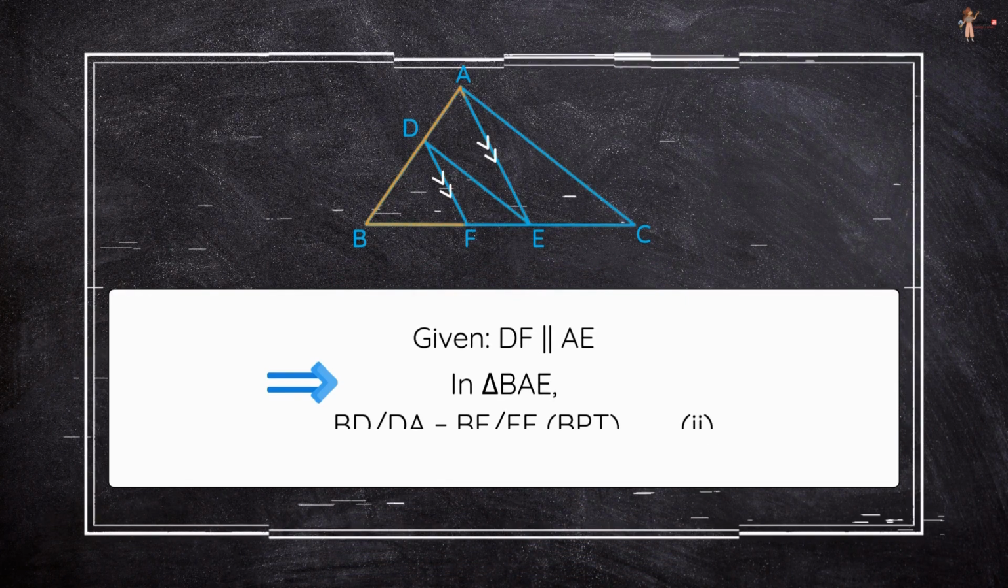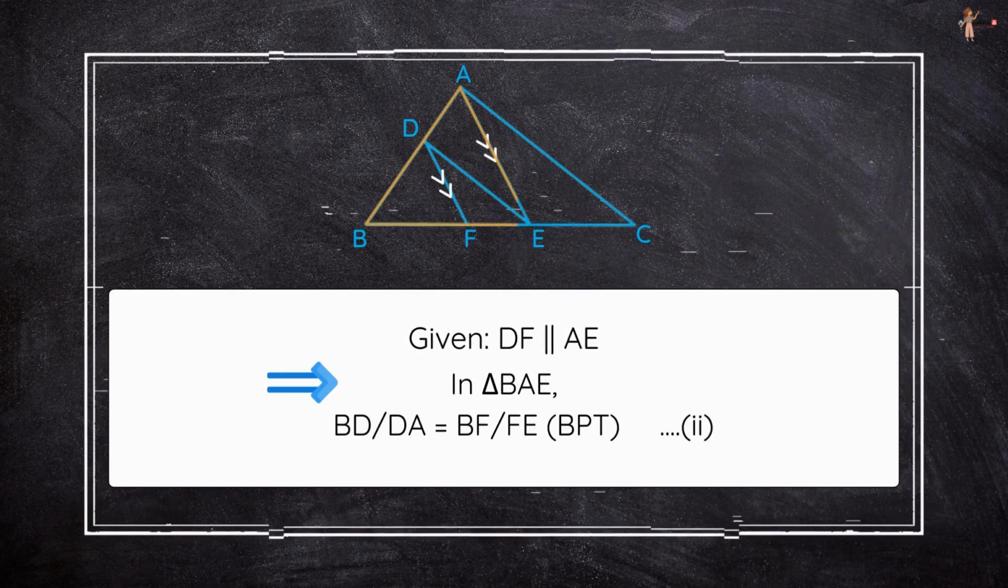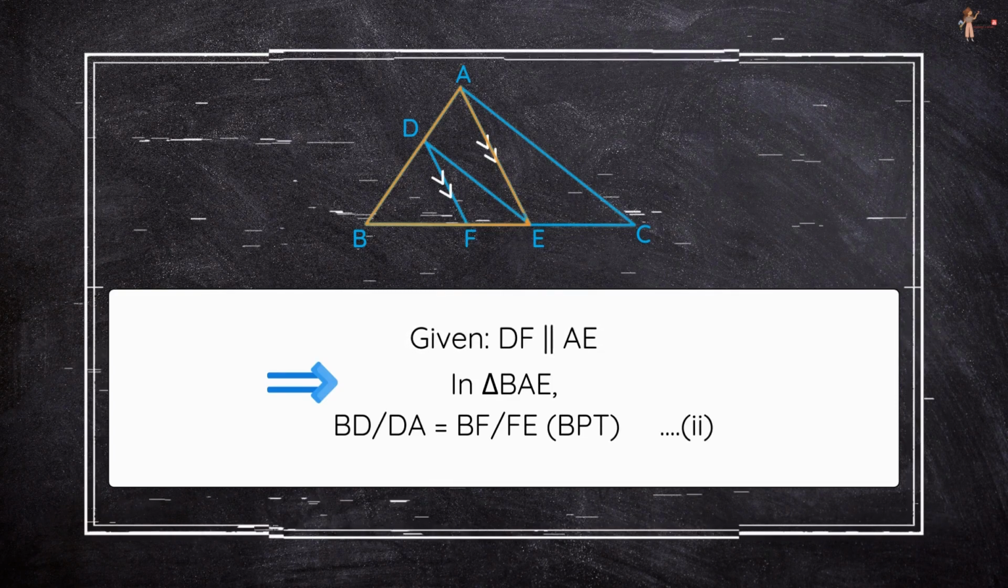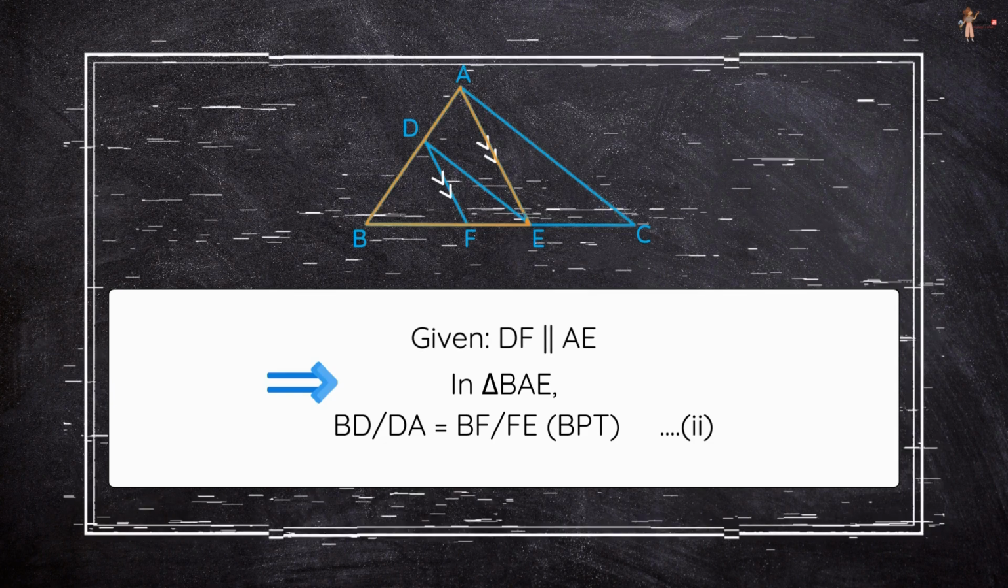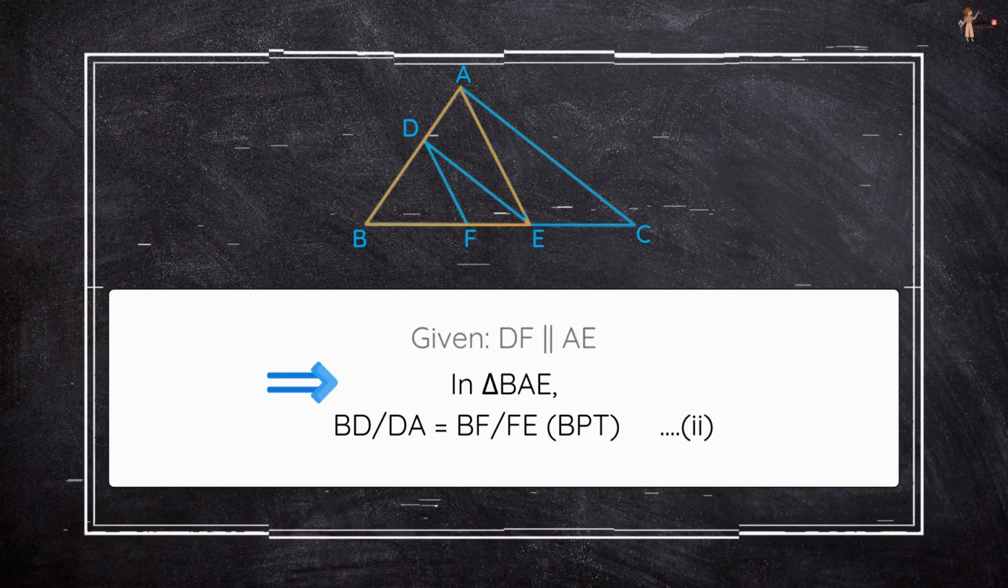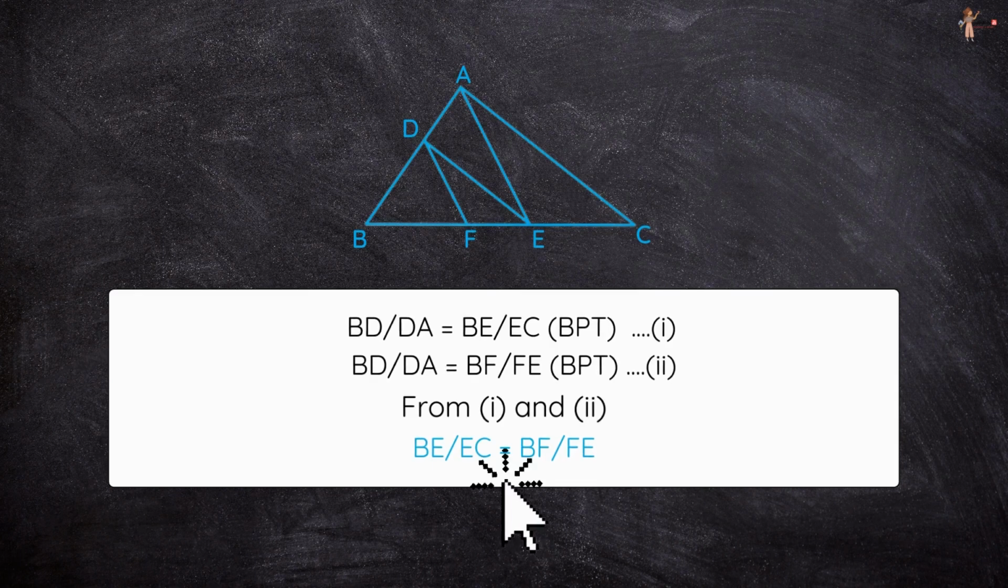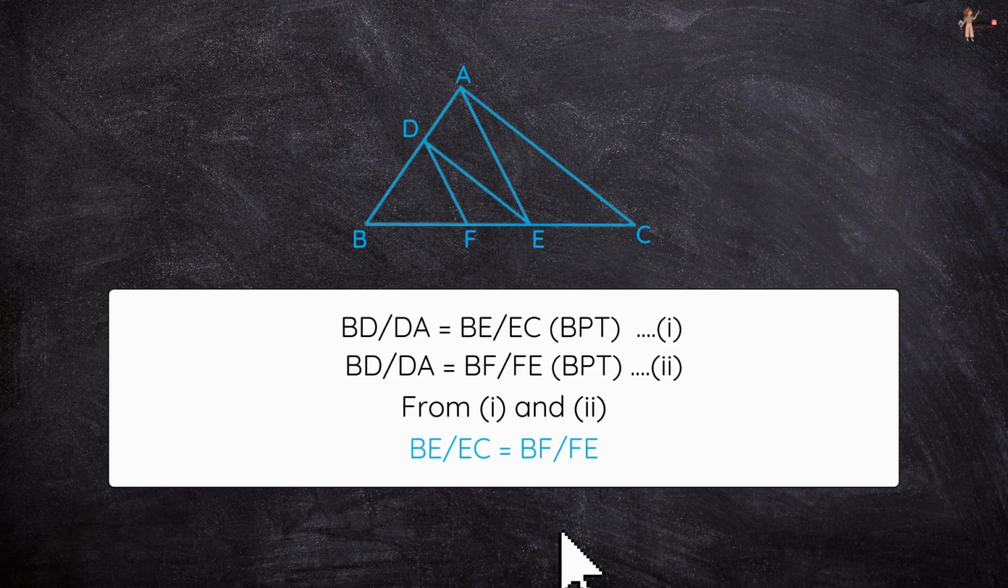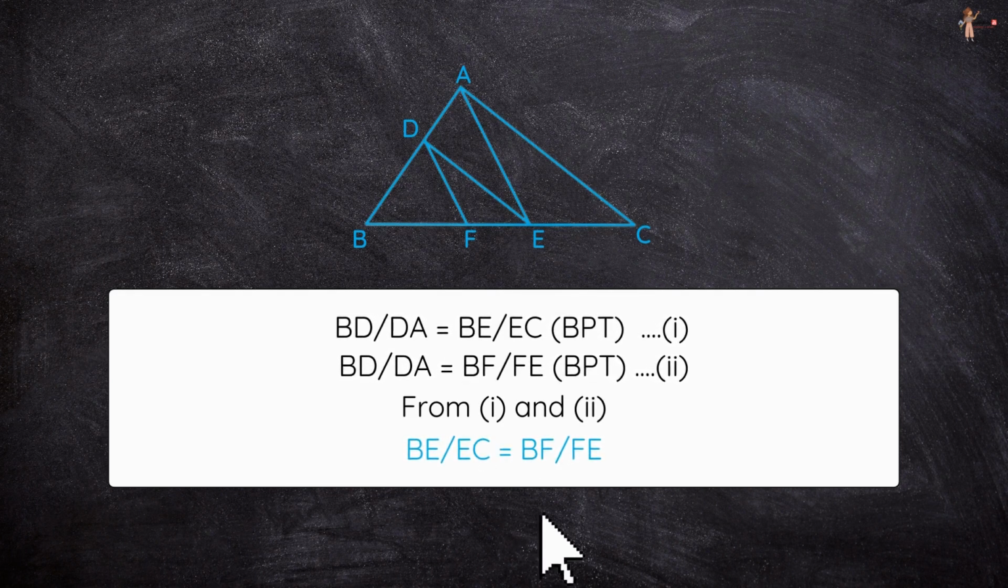In triangle BAE, DF is parallel to AE, thus by using BPT theorem again we get BD upon DA is equal to BF upon FE. From these two equations we get BE upon EC is equal to BF upon FE.